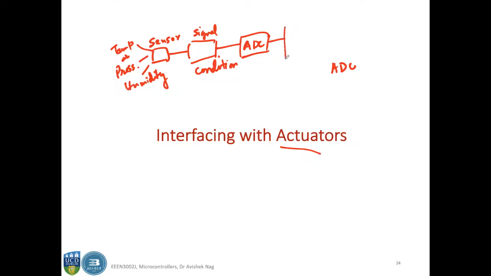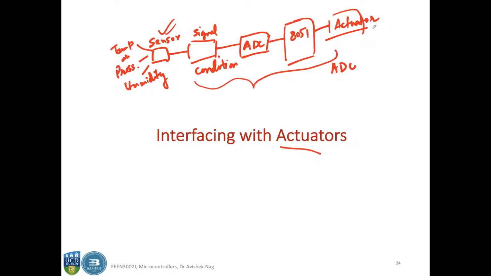Then you have this signal conditioning, then the ADC. This goes to the microcontroller. Let's say we are studying the 8051 in this module, so an 8051 microcontroller, and then the output of the microcontroller will go to some actuators. Based on whatever is sensed here, after going through all these steps, the actuator takes some action. The purpose of the actuator is to take some action.